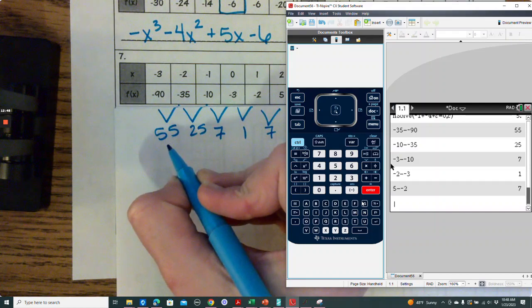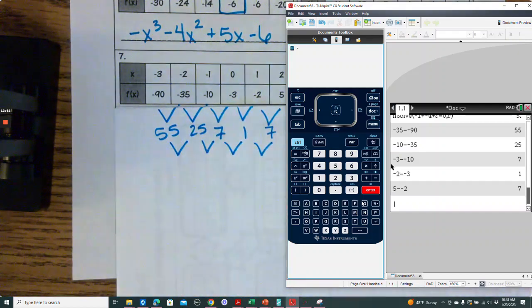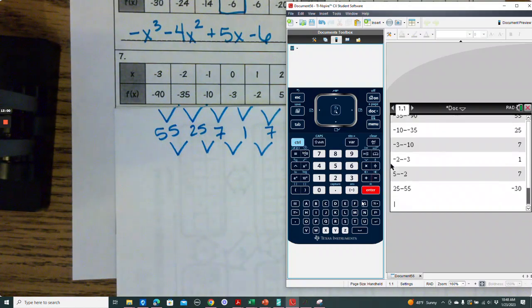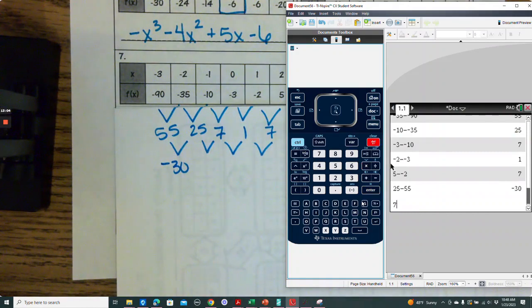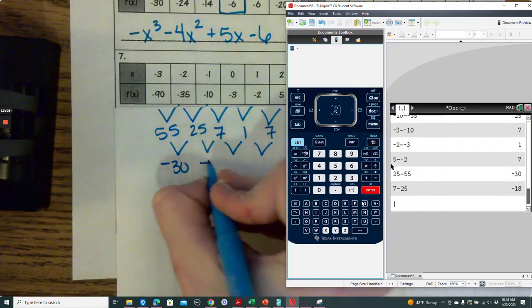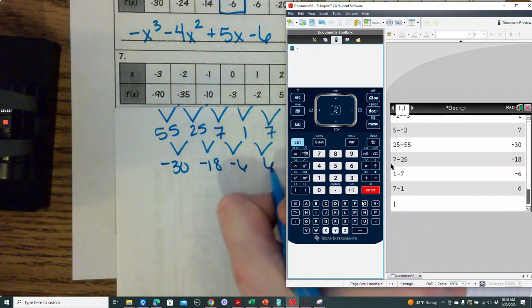Make sure you're using a calculator. I'm sorry, but y'all are not smart enough to do integers without a calculator. I use a calculator because your brain does. Your brain tells you 3. 25 minus 55 is -30. 7 minus 25 is -18. 1 minus 7 is -6. 7 minus 1 is +6.